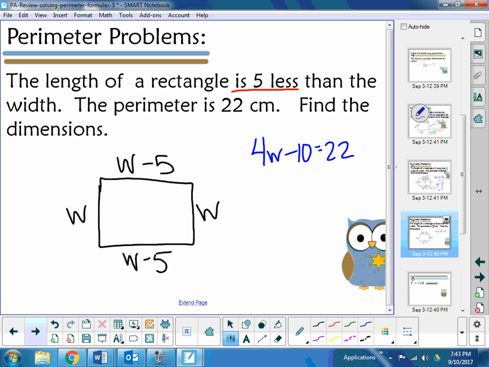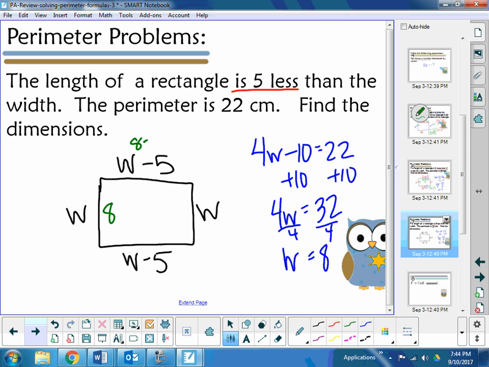Okay, so we need to add 10 to both sides. Have 4W equals 32. Divide by 4, you're going to have W equals 8. So I know my width is 8. Plug it back in. 8 minus 5 gives me 3. My dimensions are 8 by 3.